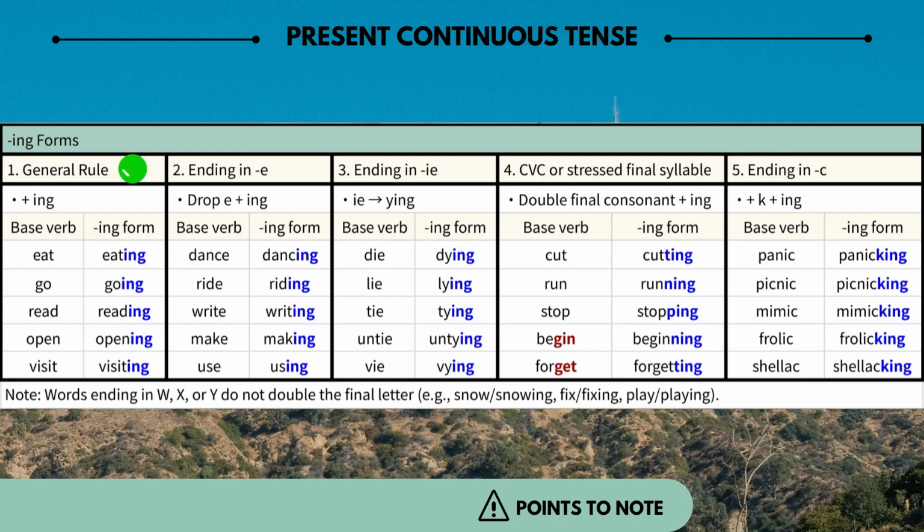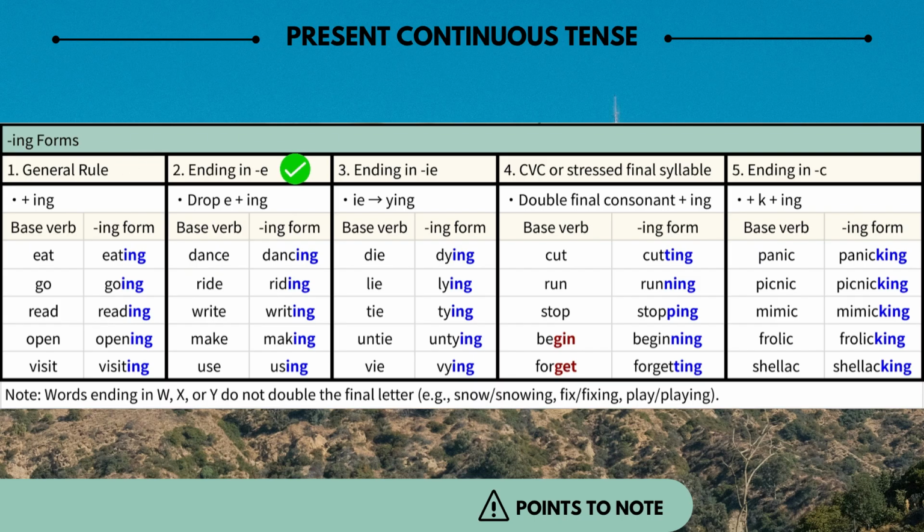Rule 1: most verbs simply add ing. This is the most common rule. For most verbs, just add ing to the base verb. Examples: eat, eating; go, going; read, reading; open, opening; visit, visiting. Examples in sentences: she is eating lunch, he is going home, they are reading a book. So the first rule is very simple. Most verbs add ing.